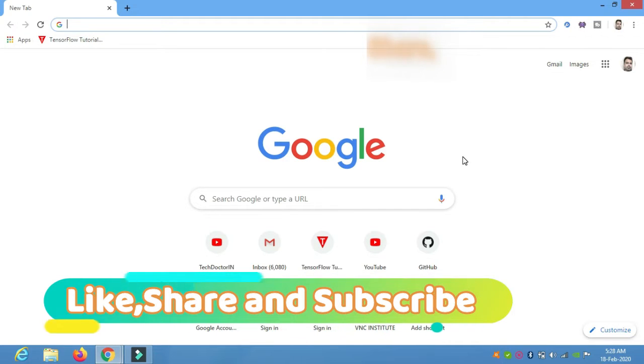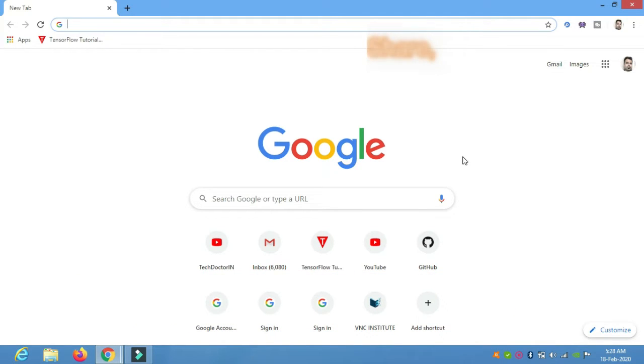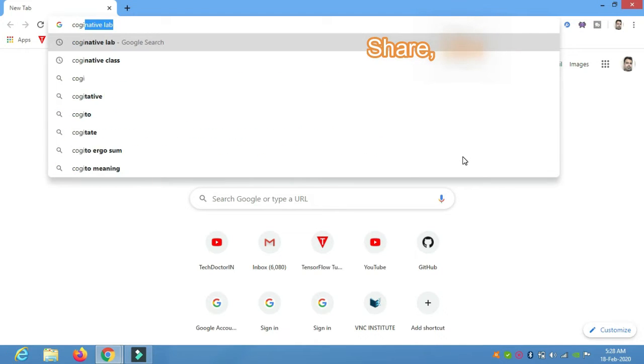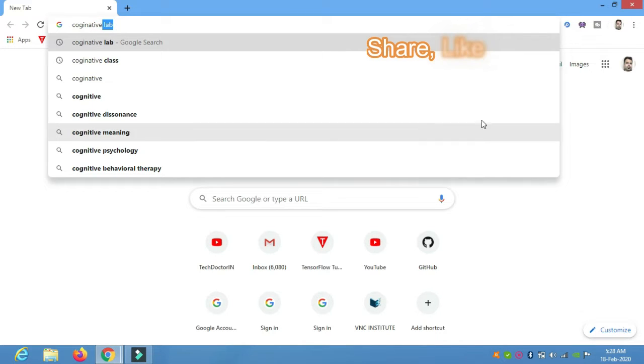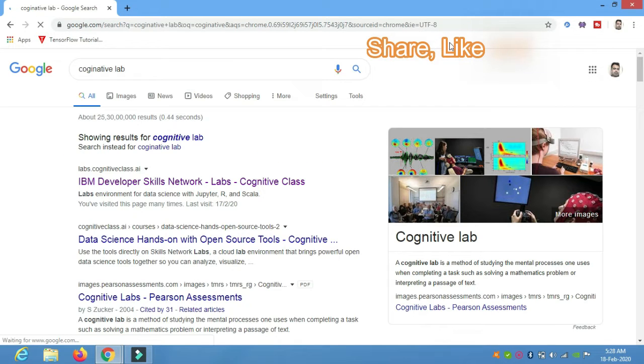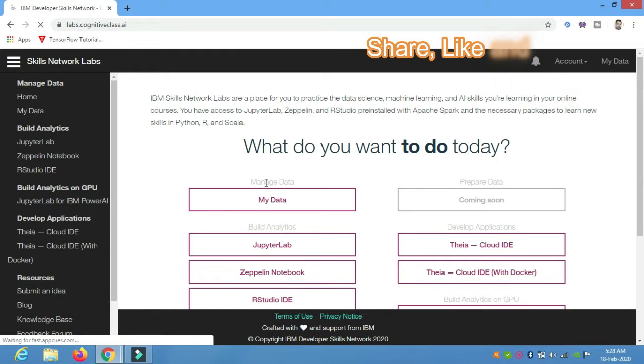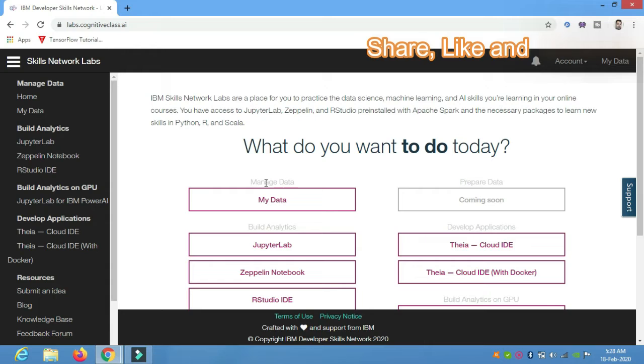Today I am telling you, through my experience, how to use Cognitive Lab for machine learning. Now, what is Cognitive Lab? Cognitive Lab is one of the products of IBM. They give you a platform where you can implement your machine learning.